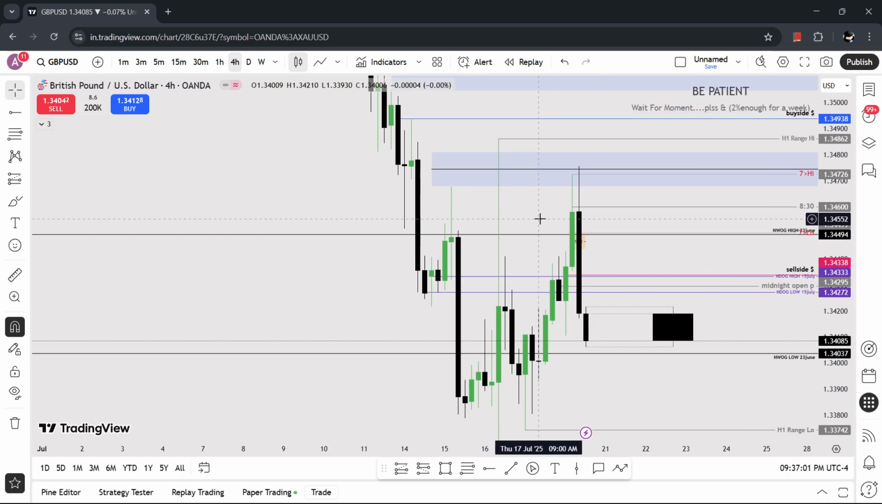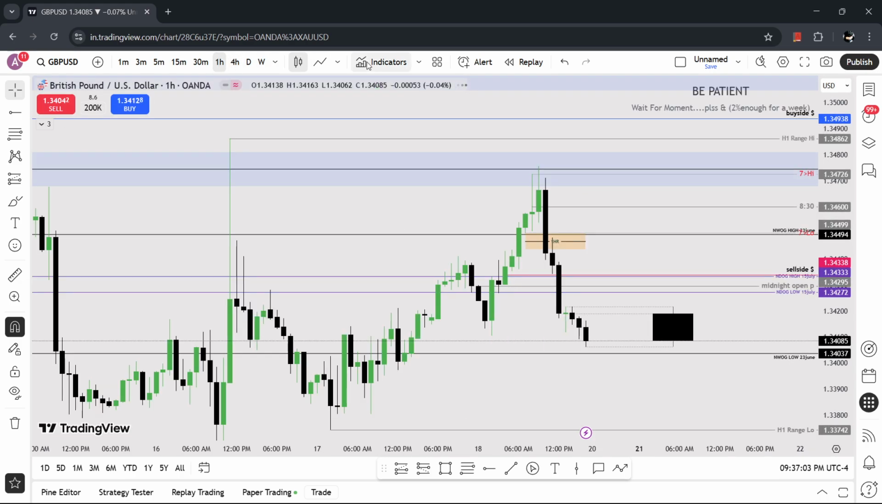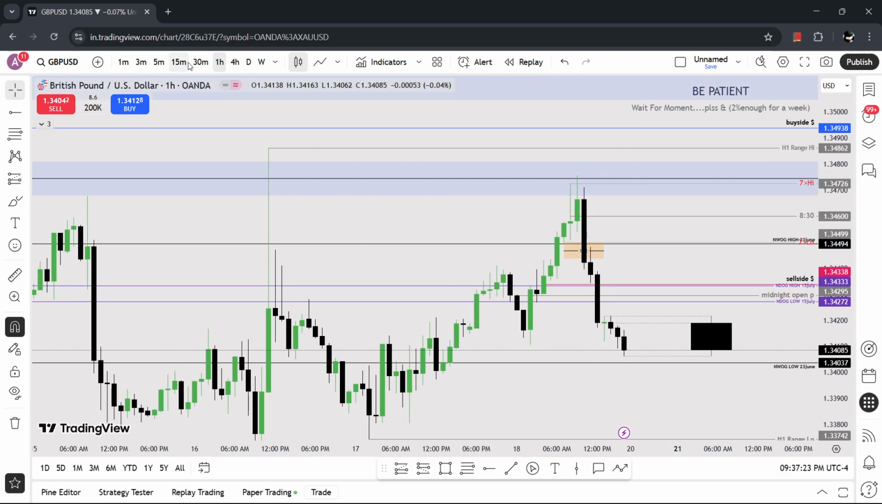So I'm not going to explain that in this video. Coming to the 1 hour, we had this 1 hour fair value gap get invested. The next candle came to this 1 hour fair value gap here, then reversed back. We will be discussing that too. Now I'm going to the 5 minute chart.